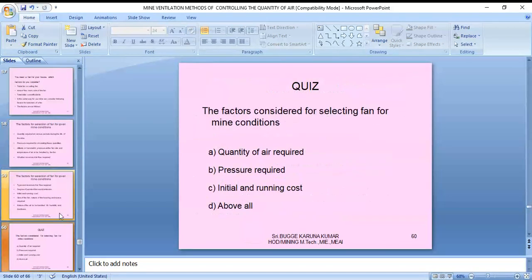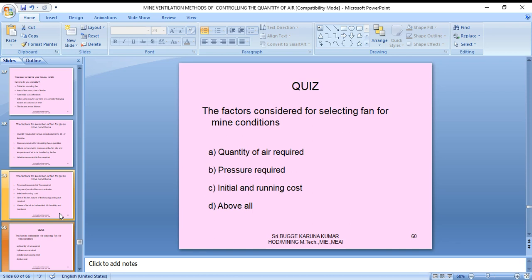Now, one quiz question that regularly comes in competitive examinations and the ESET examination. The factors considered for selecting a fan for mine conditions. What are the factors to be considered? Quantity of air required, pressure required, initial and running cost. Which is correct? All three points are very important for the selection.